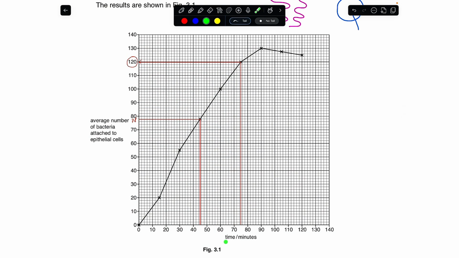I have the time in minutes on the x-axis and the average number of bacteria that got attached to the epithelial cells. This is something they measured, so this would be our dependent variable. I would not waste time making a conclusion or elaborating on what the graph shows. Before that, we just need to go to the question.